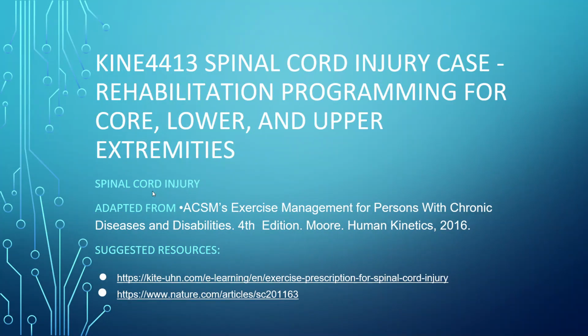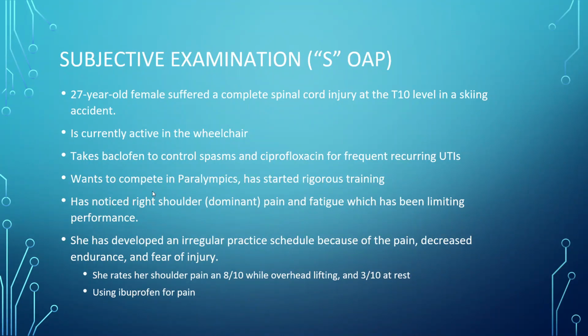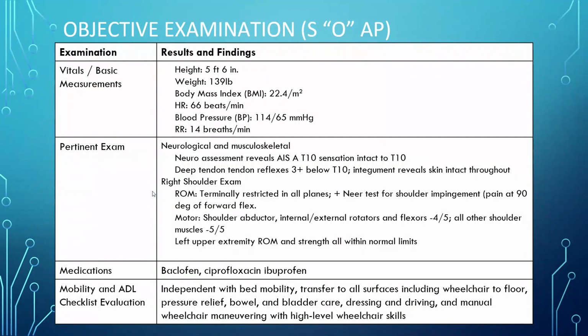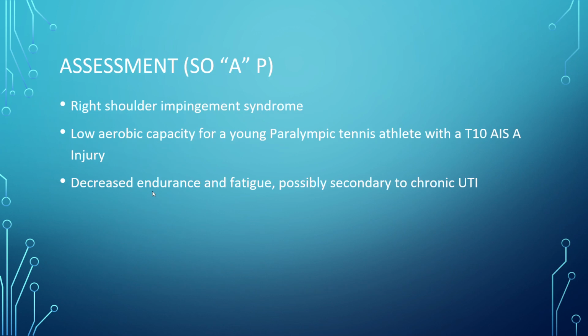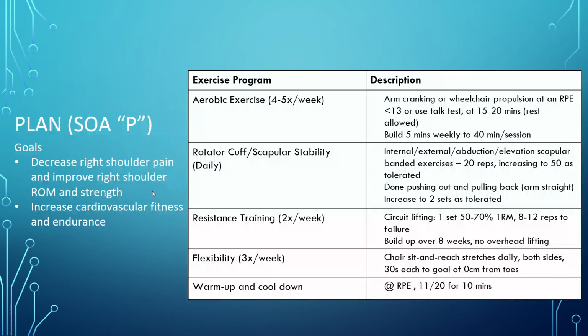And then finally, with the spinal cord injury case, once again, adapted from the ACSM textbook in your course outline, and some additional suggested resources here. We have the subjective examination, the objective examination, a little bit of information from their exercise test as part of the evaluation, in addition to their plan and the goals that the individual has.